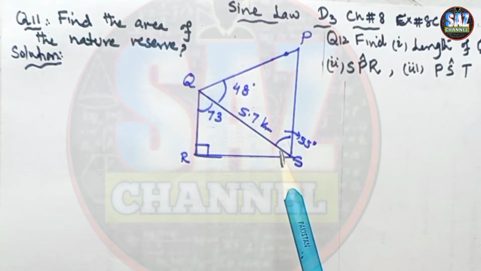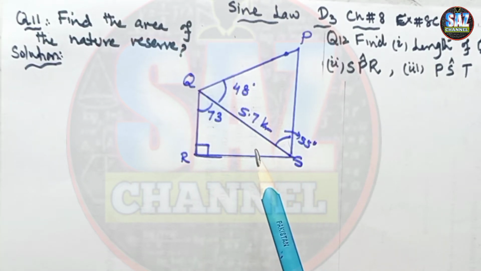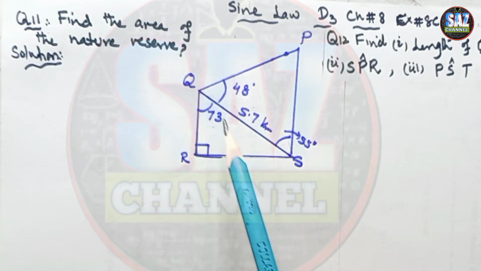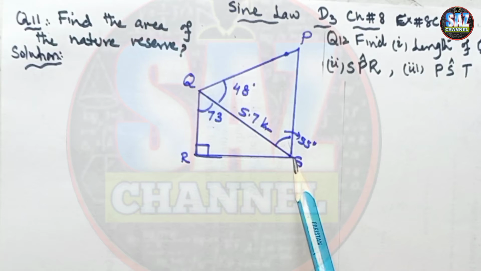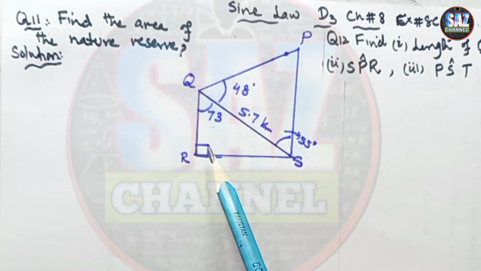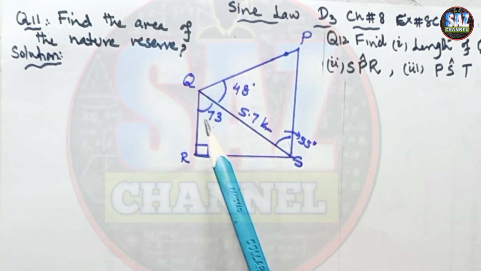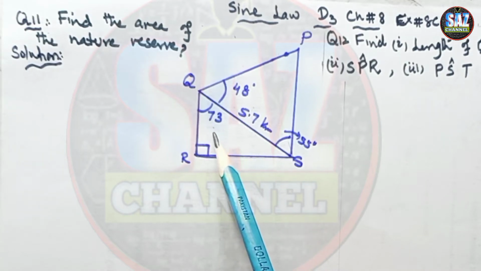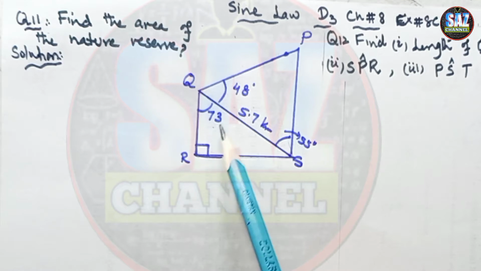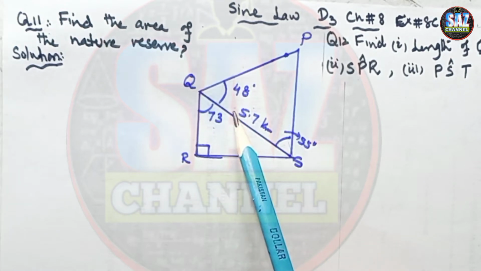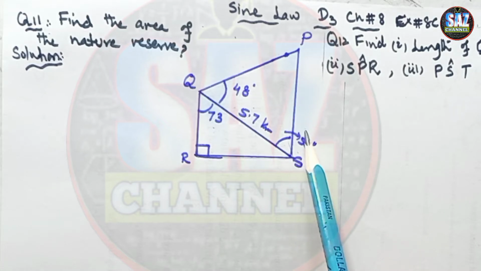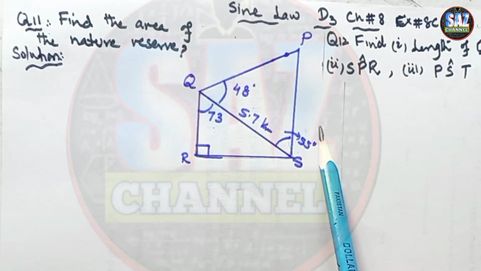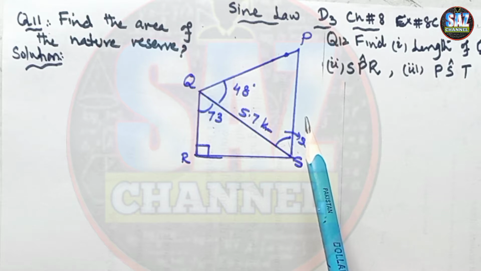PQRS is a nature reserve. A 5.7 kilometer long walkway connects Q to S, and it is given that angle QRS is 90 degrees, angle SQR is 73 degrees, angle PQS is 48 degrees, and angle PSQ is 55 degrees. Find the area of this nature reserve.